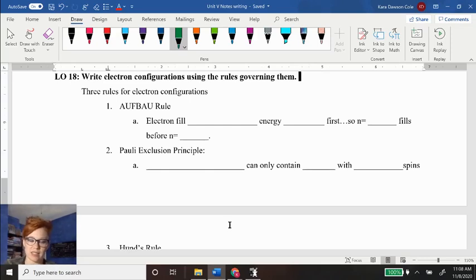This is learning objective 18. Learning objective 18 is to write electron configurations using the rules that govern those electron configurations.